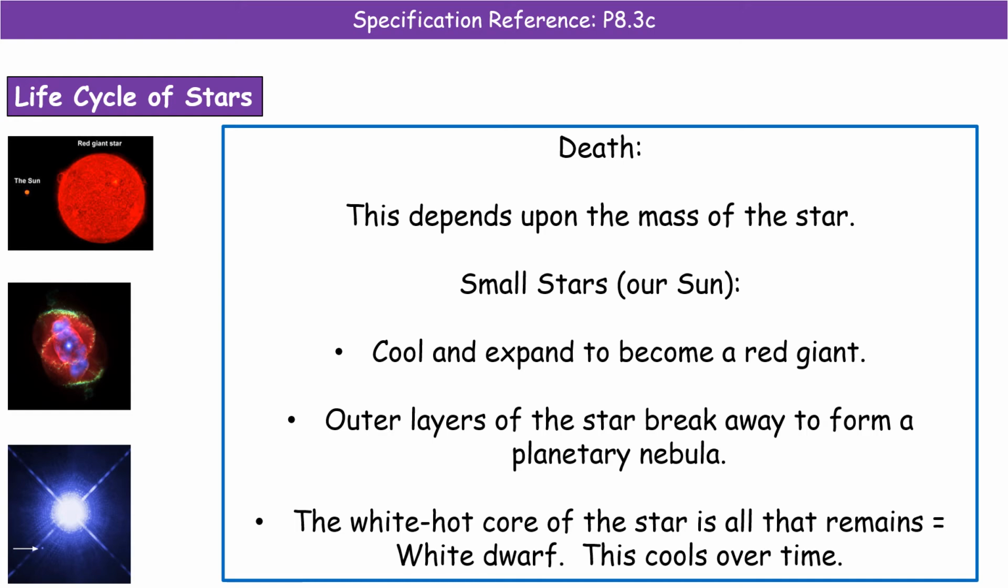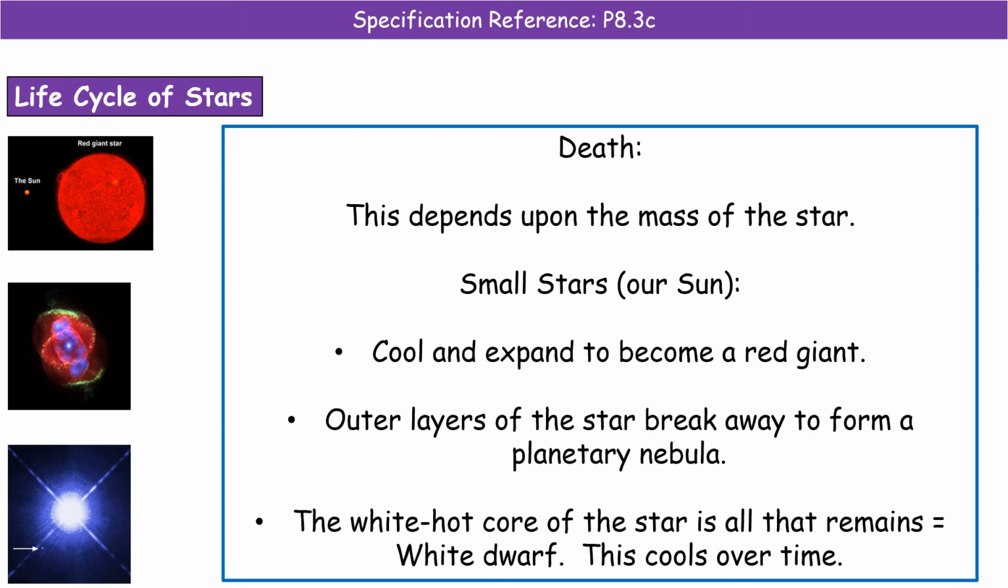We then enter the death phase. So as far as the end of a star's life cycle, this is going to depend on the mass of the star. If we consider small stars first of all, and our sun is a small star in the grand scheme of things, what's going to happen is it eventually gets to a point where it's going to cool and expand to become this thing called a red giant.